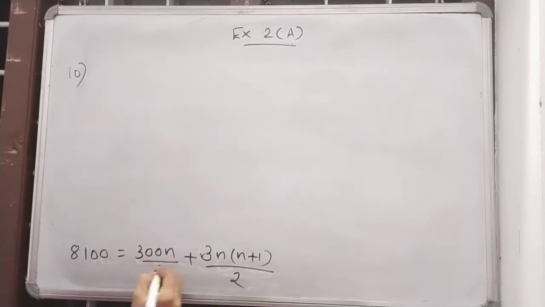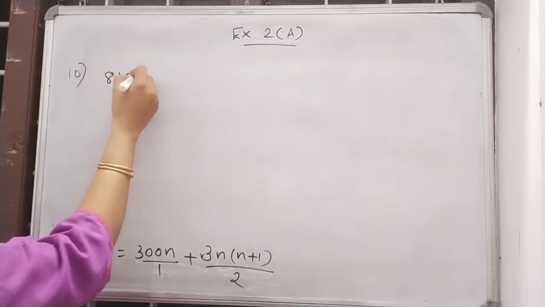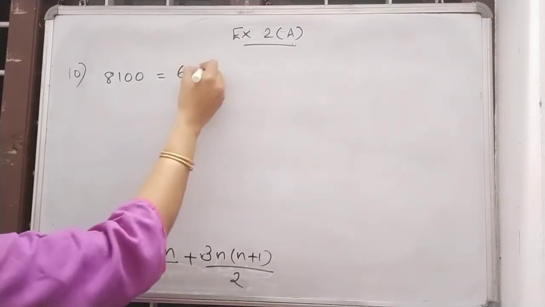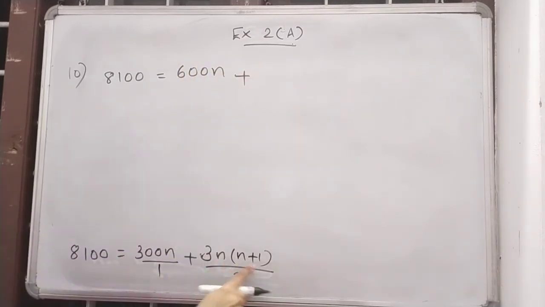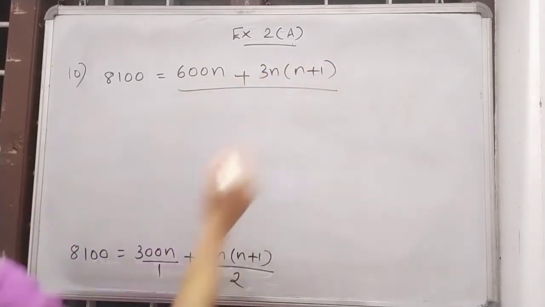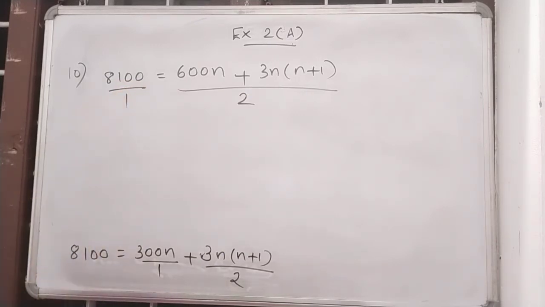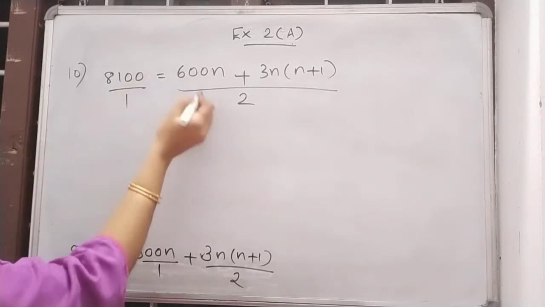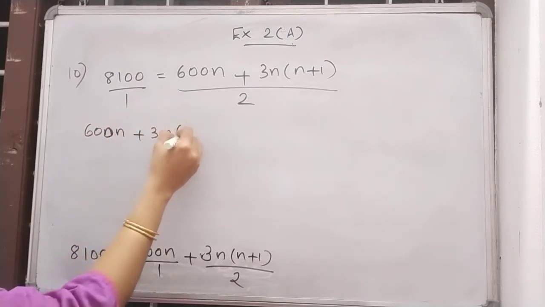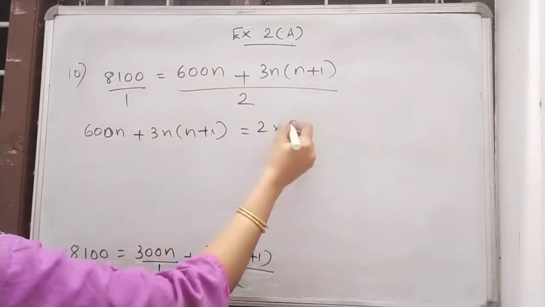So taking LCM, 300 N can be written as 300 N by 1. So 8,100 is equal to 300 N into 2 is what? 3 into 2, 6. So 600 N plus 3N into N plus 1 into 1 is 3N into N plus 1, divided by 1 into 2 is 2. So this can be written as 8,100 divided by 1. Cross multiply, we will get 600 N plus 3N into N plus 1 is equal to 2 into 8,100.